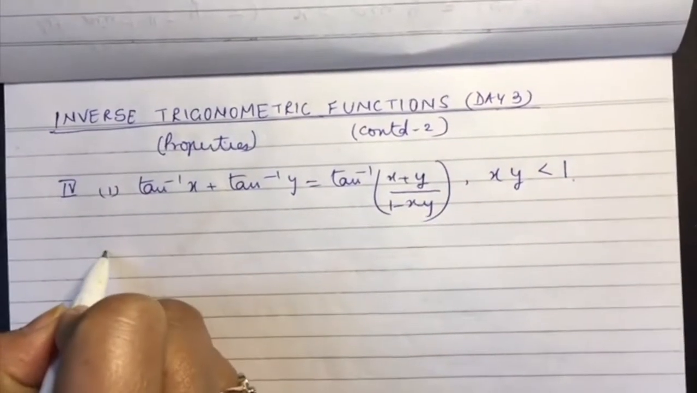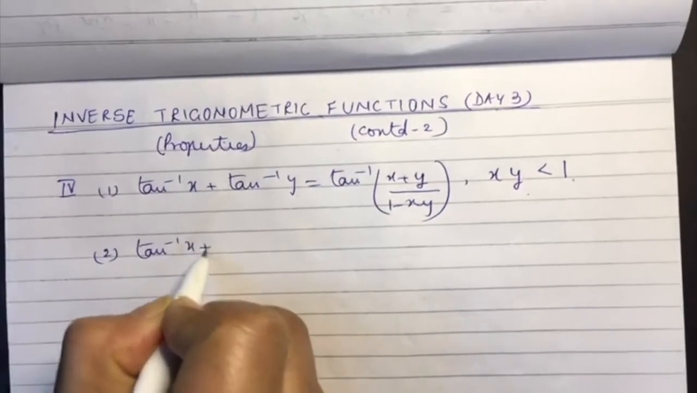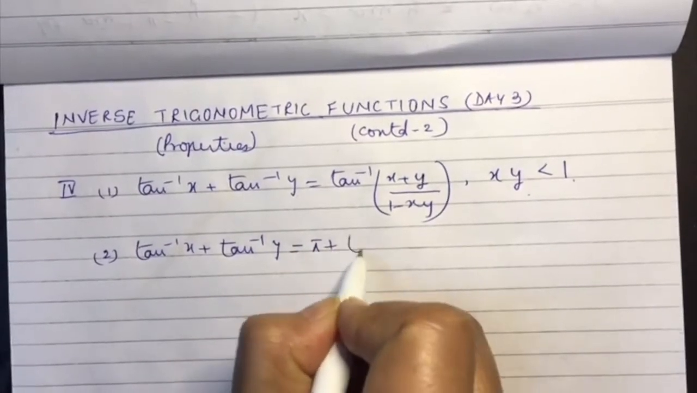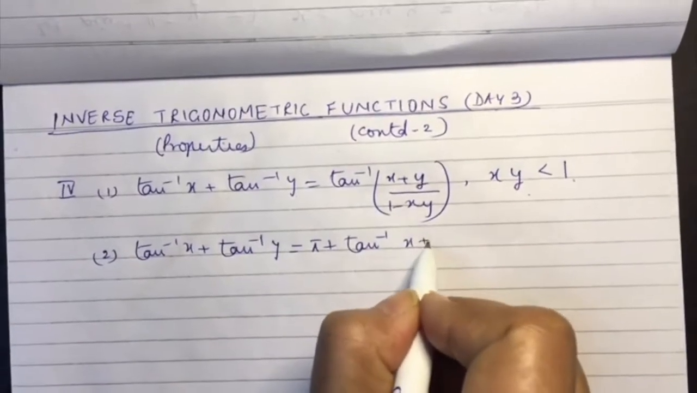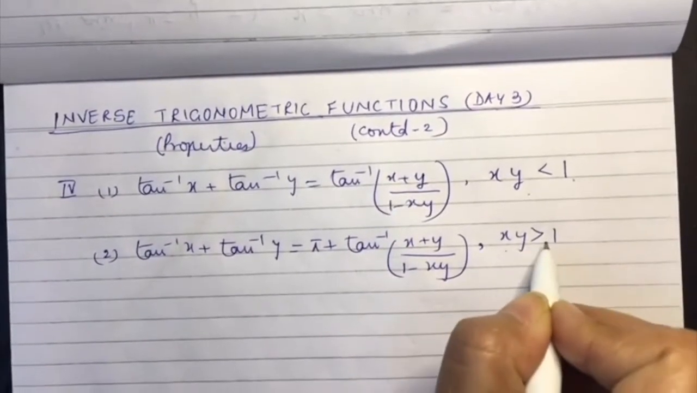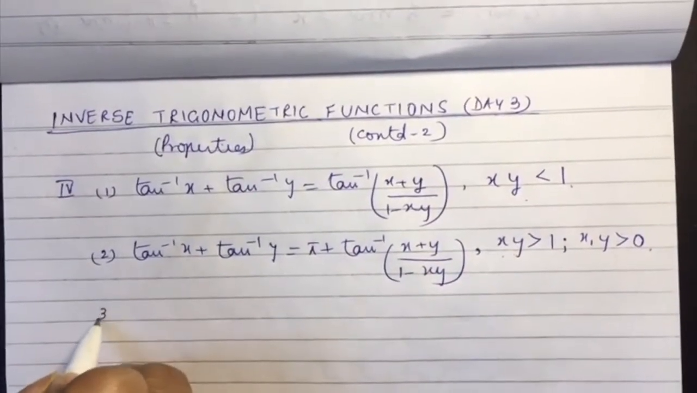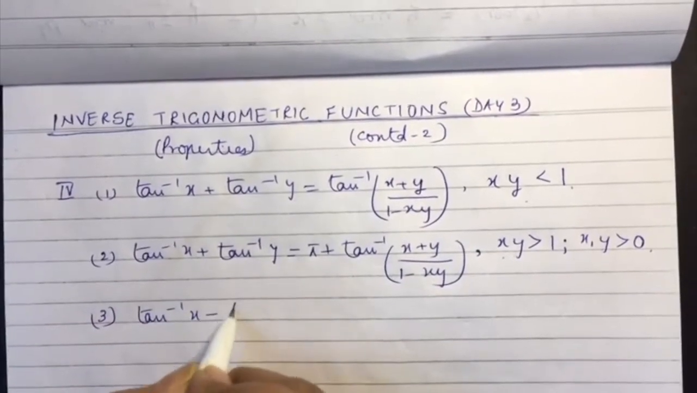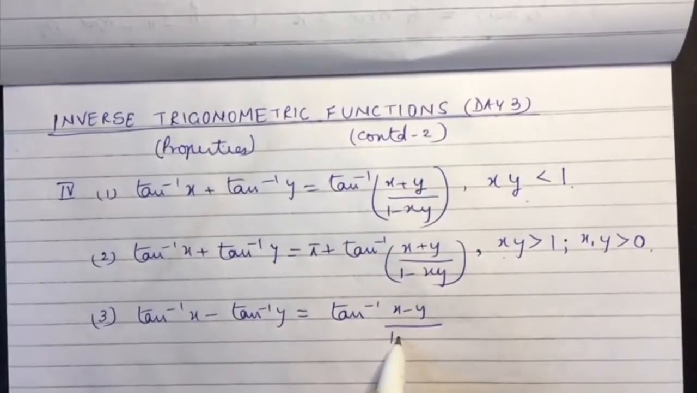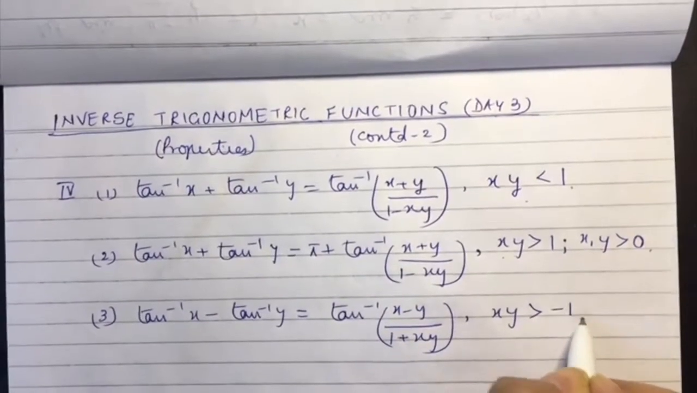In case xy is greater than 1, then it takes another shape, that is tan inverse x plus tan inverse y will be equal to pi plus tan inverse of (x plus y) over (1 minus xy), and here we have xy should be greater than 1 and both x and y should be greater than 0. The next result is tan inverse x minus tan inverse y is equal to tan inverse of (x minus y) over (1 plus xy), and the constraint for this is xy should be greater than minus 1.